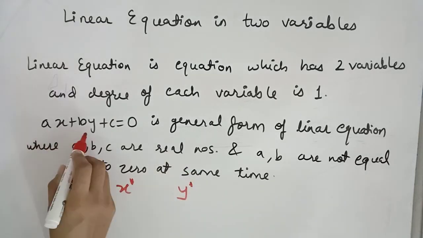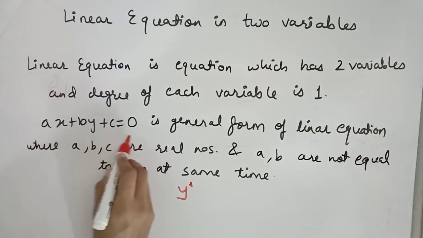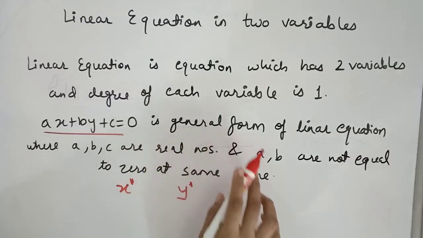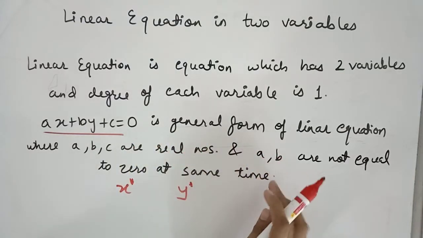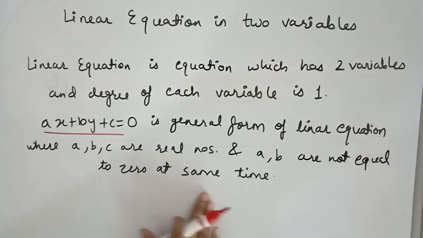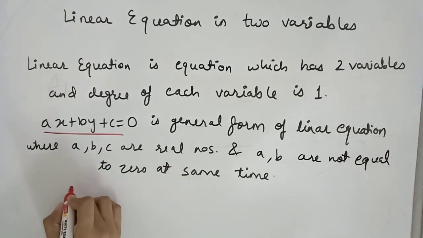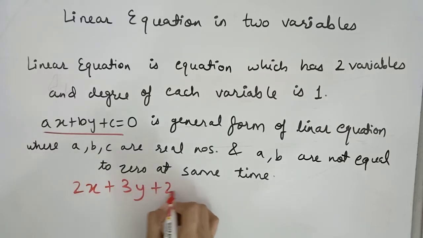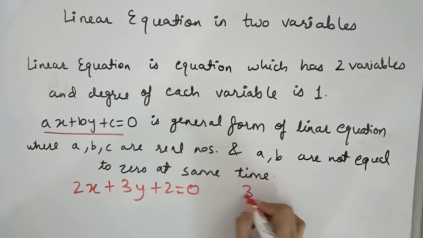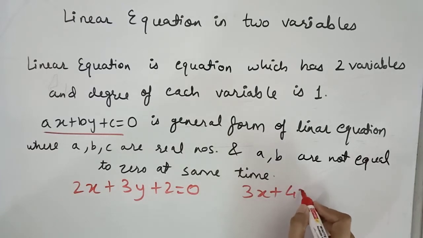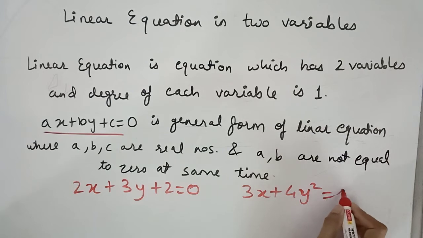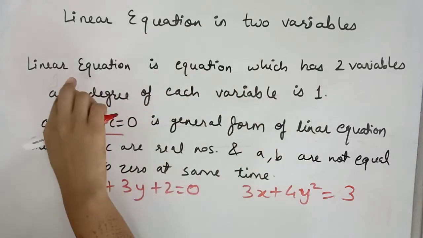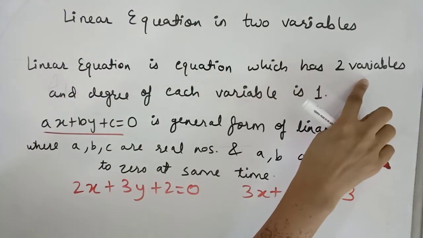Now ax plus by plus c equals 0. This is the general form of a linear equation. Now let's see some examples, that is 2x plus 3y plus 2 equals 0, and 3x plus 4y square equals 3.